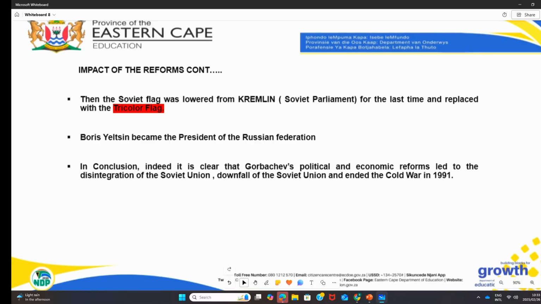Now, the Soviet flag was lowered from Kremlin. Kremlin means Russian parliament for the last time, and replaced with the tricolor flag. Boris Yeltsin became the new president of the Russian Federation. So, in other words, Gorbachev was replaced by Boris Yeltsin. In conclusion, it is clear indeed that Gorbachev's political and economic reforms led to the disintegration of the Soviet Union and the downfall.